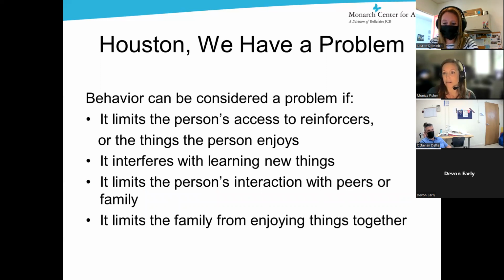It can also be a problem if it interferes with learning new things. If a student's not in a place where they can sit down and we can teach them things, then we need to work through the behaviors that are preventing that. If it limits the person's interaction with peers or with their family, and we think all the time about our residential kids that are living on campus here, they're not able to live with their parents or their family because of some of the behaviors that have been occurring. So we have a responsibility to address those things and see if we can change those behaviors so that living at home is able to happen again. It also limits the family from enjoying things together. There are other reasons why we would address behavior, but those are the main ones.